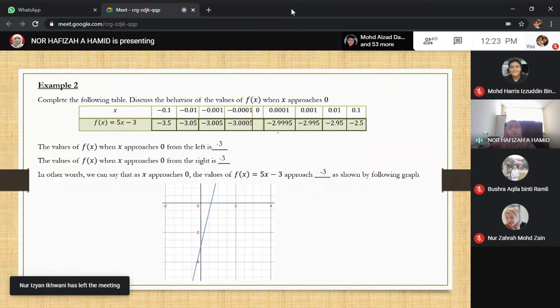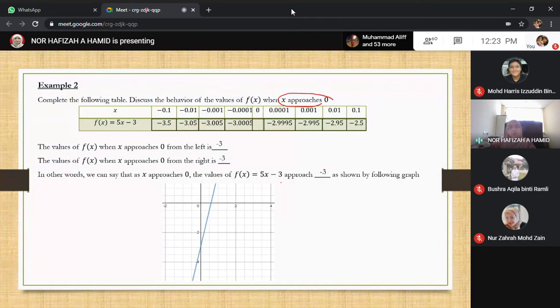Okay, so this is your graph. Based on this graph, it is the same: when x approaches 0, x here, this is the 0. So from the left, when x approaches 0 from the left, the answer is -3 on your y-axis. So the y-axis value is -3, and when x approaches 0 from the right, y is also -3. So that's why the answer is -3. Okay, so this is for example 2.